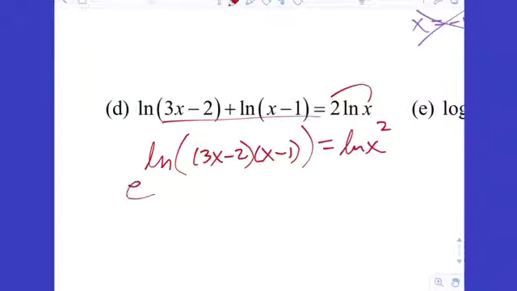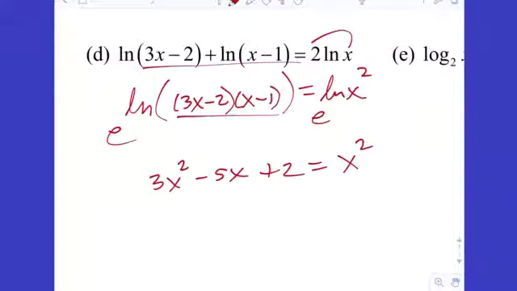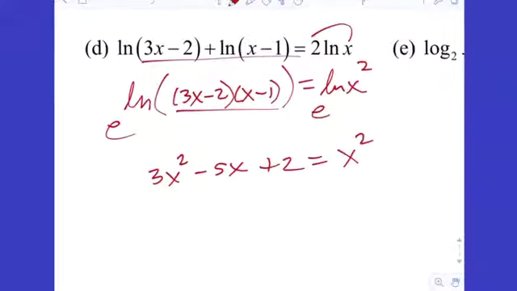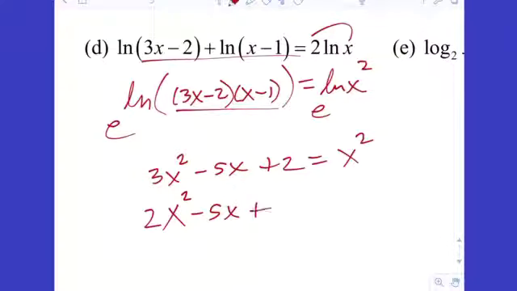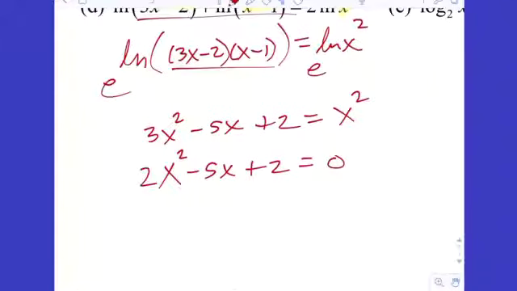Now, since they're both natural logs, we'll exponentiate it, and if we multiply those out, you get 3x squared minus 2x minus 3x is minus 5x plus 2, and that equals x squared. So now you collect your like terms, and you're left with 3 minus x squared, which is 2x squared, minus 5x plus 2 equals 0. So notice again, we started with 2 linear arguments, or 3 actually, and none of them were quadratics, and now we have a quadratic. So now we'll factor this one.